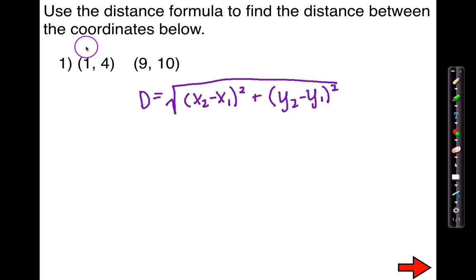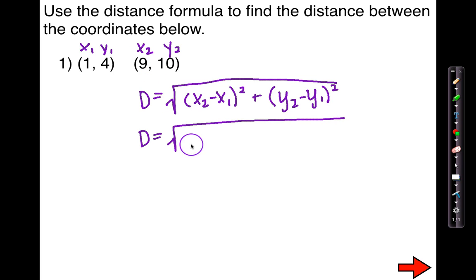All you're going to have to do is label the different ordered pairs. Here's x sub 1, y sub 1, x sub 2, y sub 2. So plugging into the formula, I'm going to get distance equals the square root of x sub 2 is 9. So I'm going to do 9 minus, make sure you put minus, x sub 1, which is 1. I'm going to square that and add that to y sub 2, which is 10, minus y sub 1, which is 4, and square that as well.